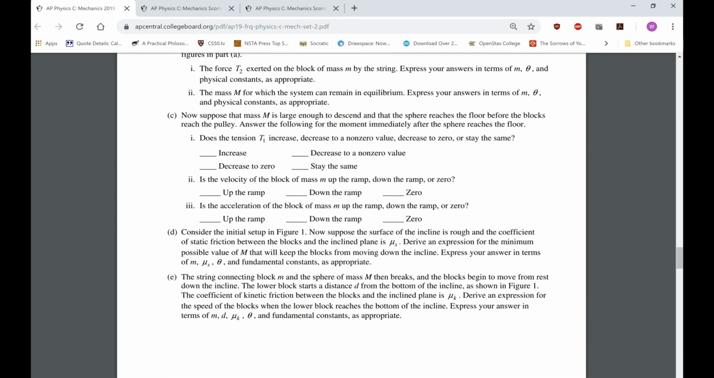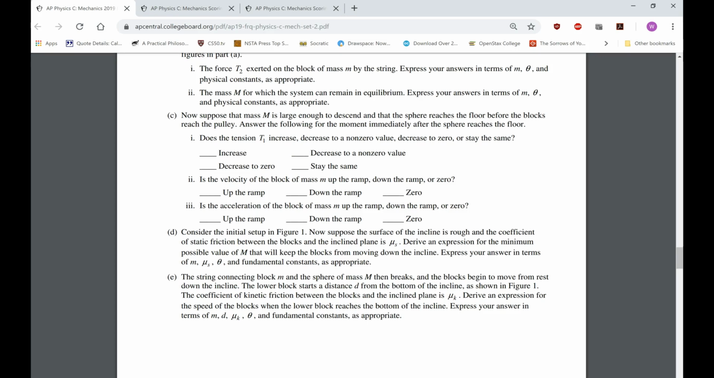Now it says, consider the initial setup in figure 1. Now suppose the surface of the incline is rough and the coefficient of static friction between the blocks and the inclined plane is μs. Derive an expression for the minimum possible value of m that will keep the blocks from moving down the incline, expressed in terms of the given quantities.